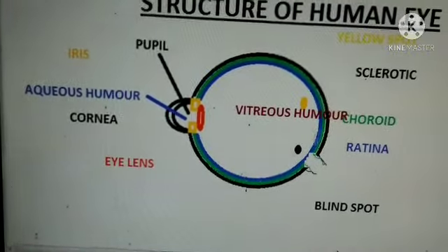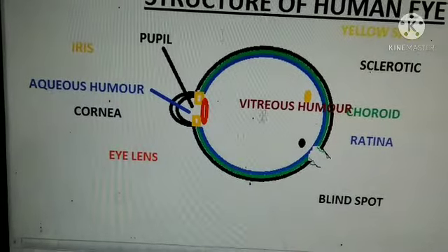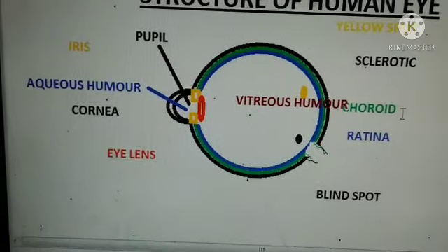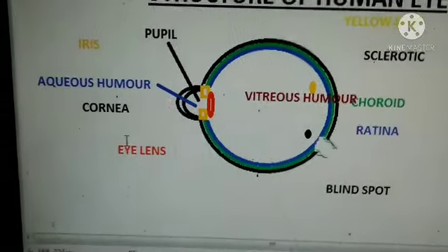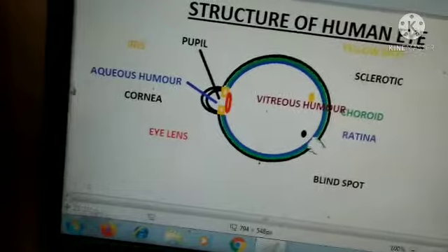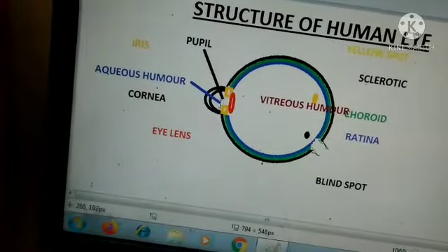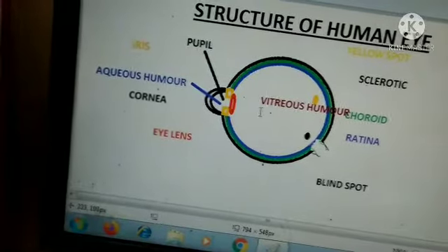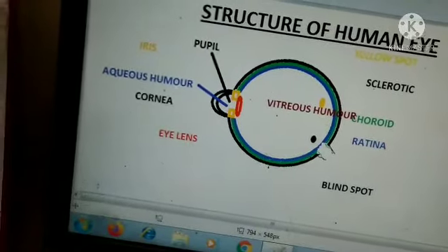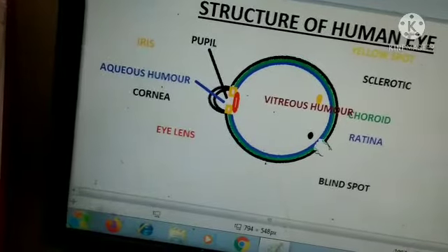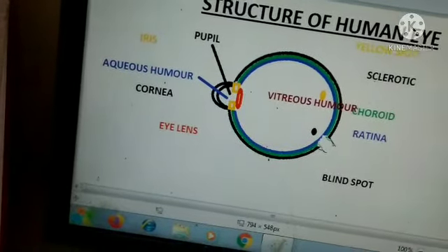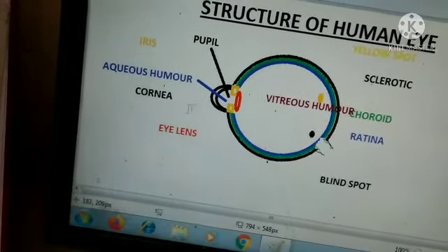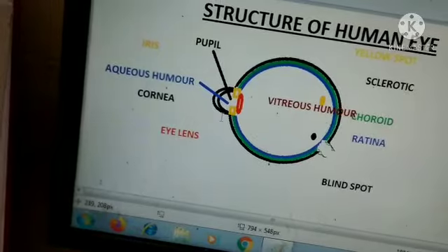Now the retina. In the eye, the image is formed on the retina. It is the most important work of the retina. Now the cornea, this part. The cornea is the front part of the sclerotic layer, and it is bright and transparent. Light enters the eye by this part here, the cornea.